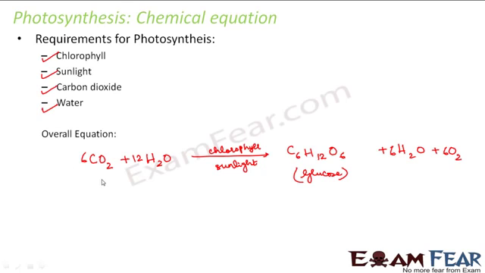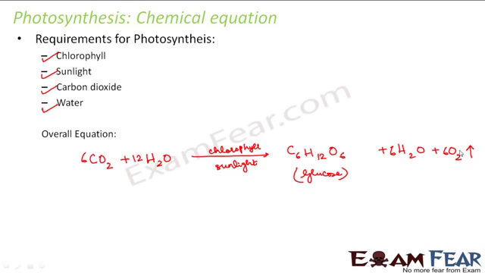So what happens? Carbon dioxide and water combine to form glucose in the presence of chlorophyll and sunlight. Now along with glucose, water is also produced and oxygen is emitted. So oxygen is a byproduct of the process of photosynthesis. So what will happen to this oxygen? This oxygen is released out of the plants.